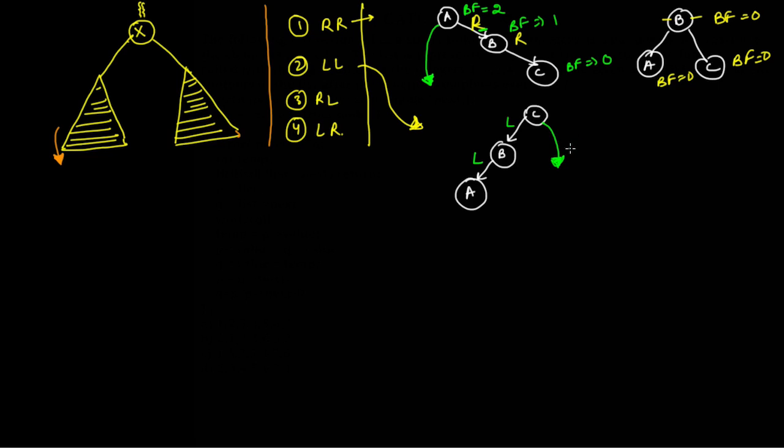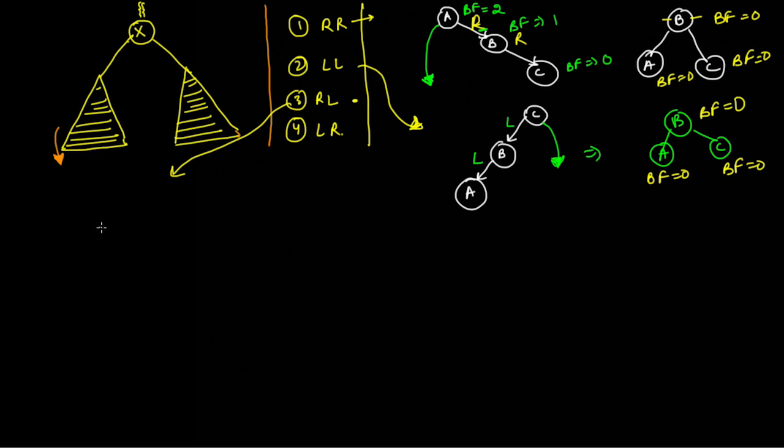Okay, so after this rotation, the tree will look something like this: B, C, and A. Now if you try to find the balance factor, the balance factor for this node is 0, the balance factor for this node is 0, and the balance factor for this node is also 0. Okay, now let us see what is this right-left anomaly. Now assume that you are having a tree something like this.